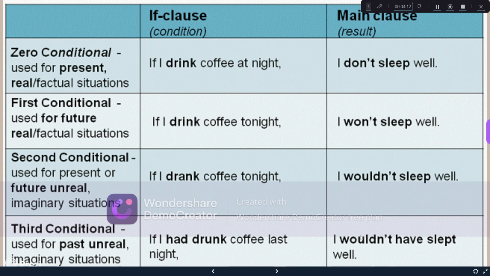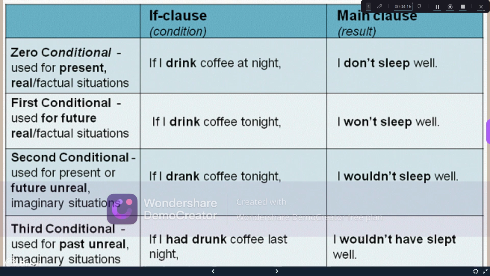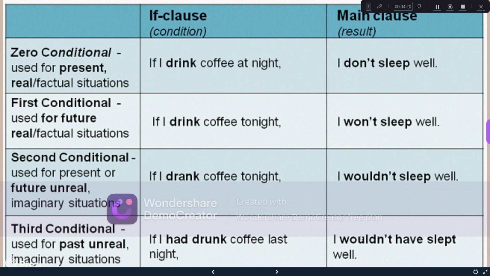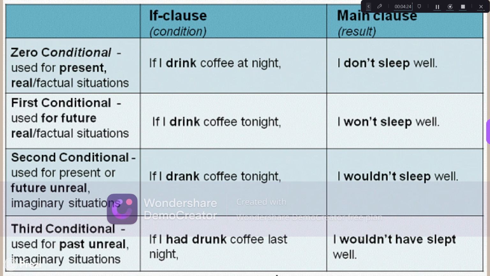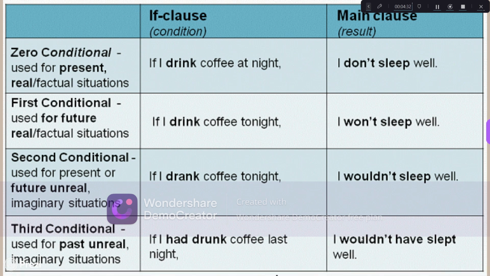Second conditional, used for present or future unreal imaginary situations. If I drank coffee tonight, I wouldn't sleep well. And the last one, the third conditional, is used for the past unreal imaginary situations. For example, if I had drunk coffee last night, I would not have slept well.